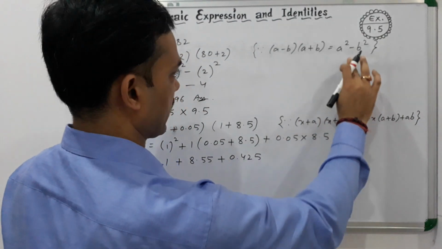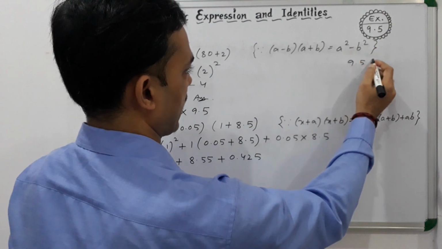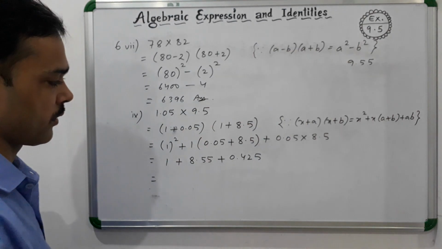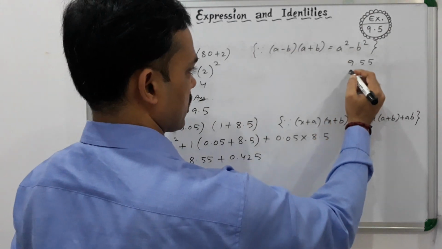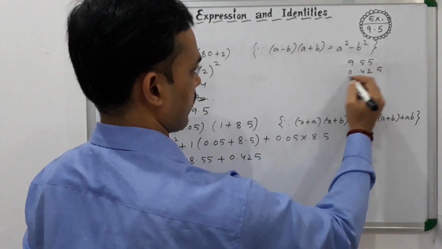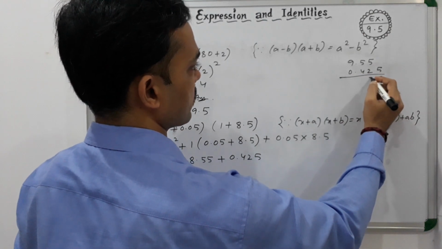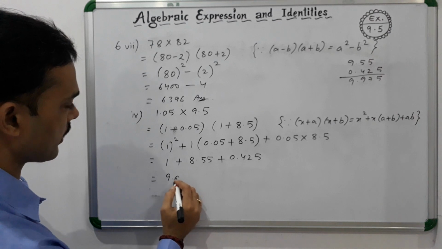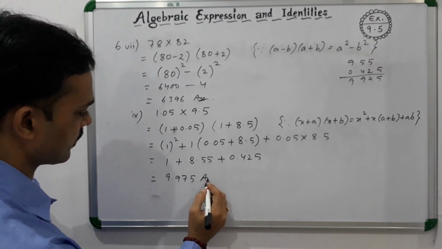8.55 plus 1 will be 9.55, so I am writing 9.55. Then 0.425. When I add, I get 9.975. In this way, 9.975 is the answer.